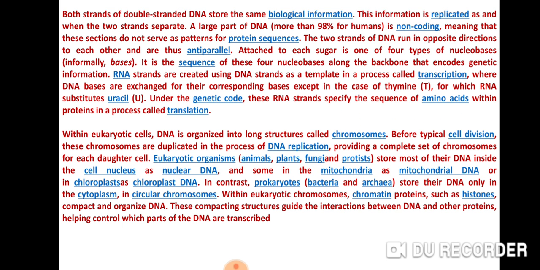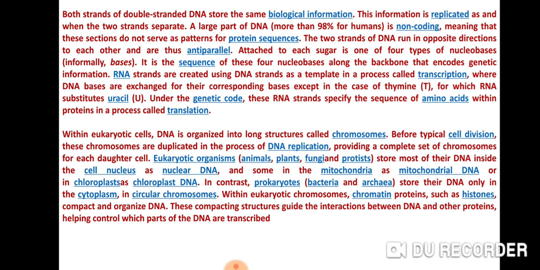A large part of DNA, more than 98% for humans, is non-coding, meaning that these sections do not serve as patterns for protein sequences. The two strands of DNA run in opposite directions to each other and are thus anti-parallel. Attached to each sugar is one of the four types of nucleobases, informally, bases. It is the sequence of these four nucleobases along the backbone that encodes genetic information.